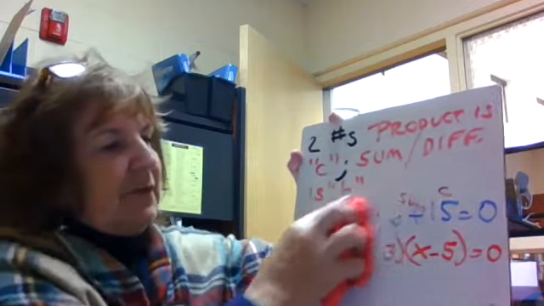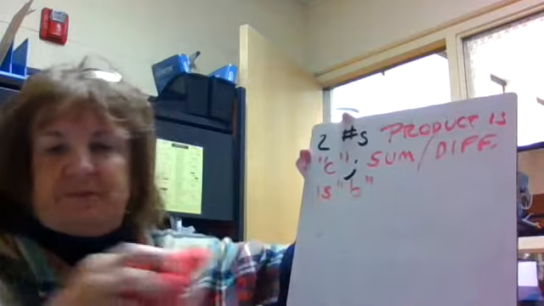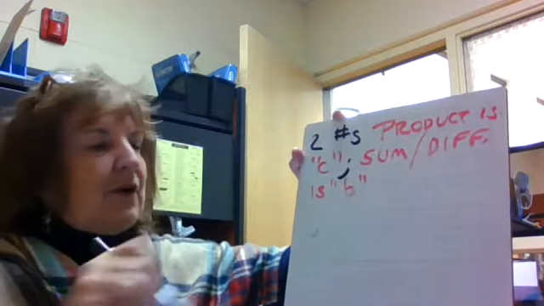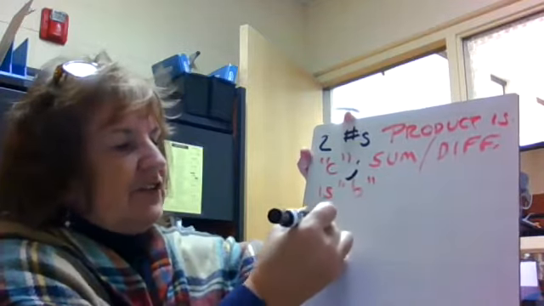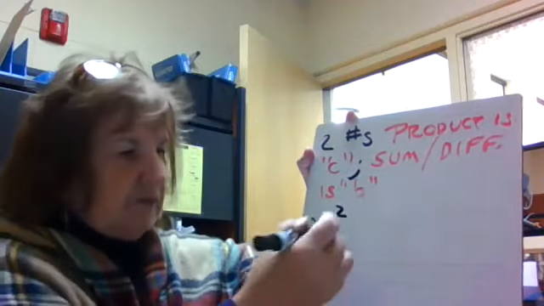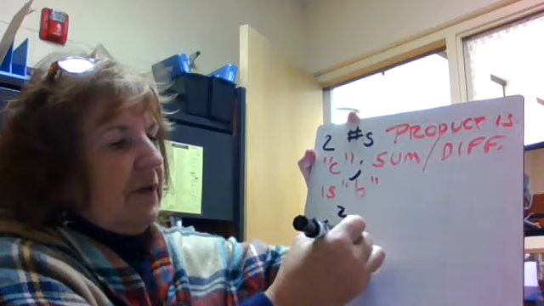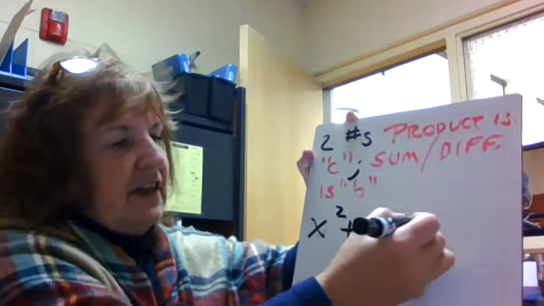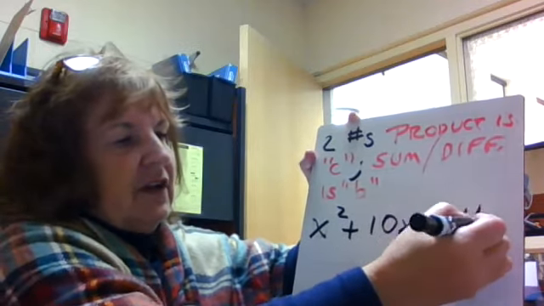Okay, another example. Let's make this one a little bit more complicated. Let's do x squared plus 10x minus 24.